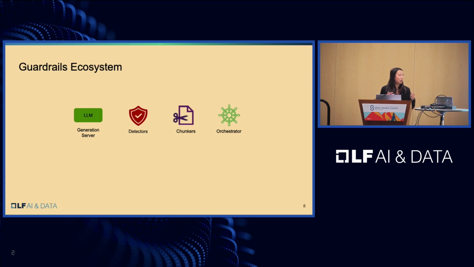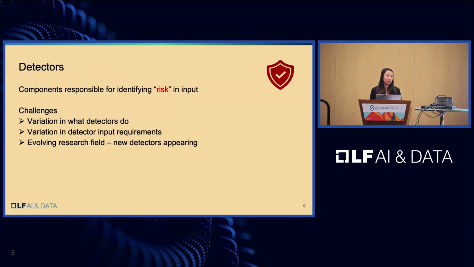So we talk a little bit about the guardrails ecosystem, and I'll go through each of these components in turn and how we put them all together. So the LLM, the generation server, I think people are very familiar with the model server serving the generation model. Next, we'll talk about the detectors. So these are the components responsible for identifying risk in the input.